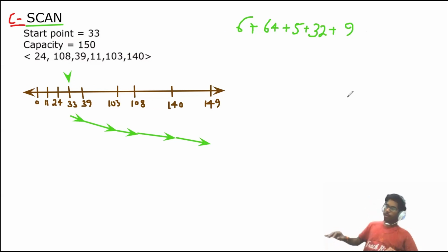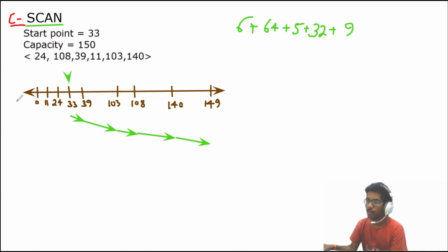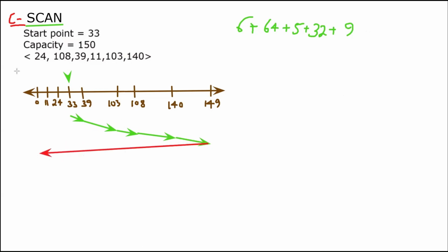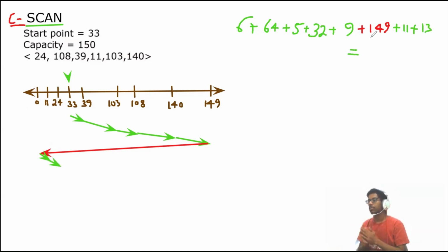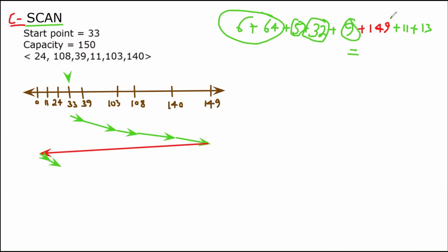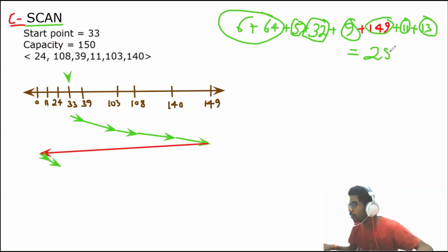Now here we go all the way back, all the way back to 0 from 149. Let's do it. So now here we have to start again from left to right again. Now let's find the total. So we get 289. Here C-SCAN has an advantage of uniform wait time.